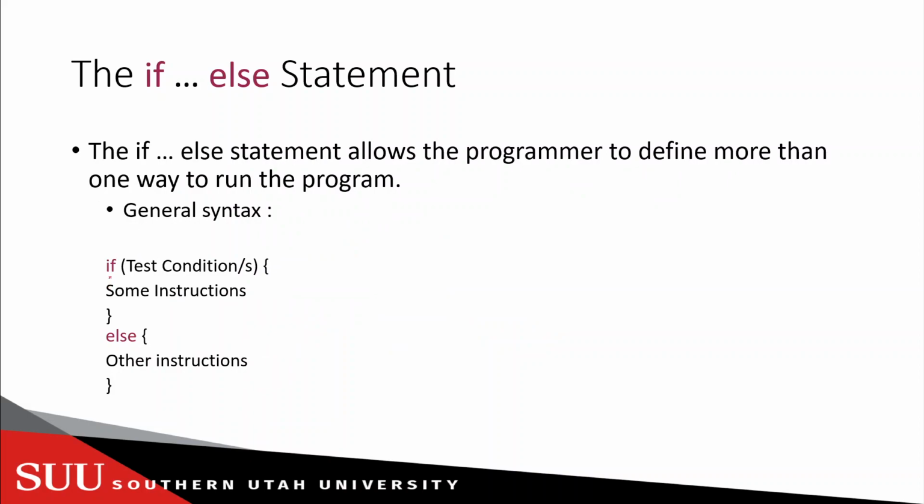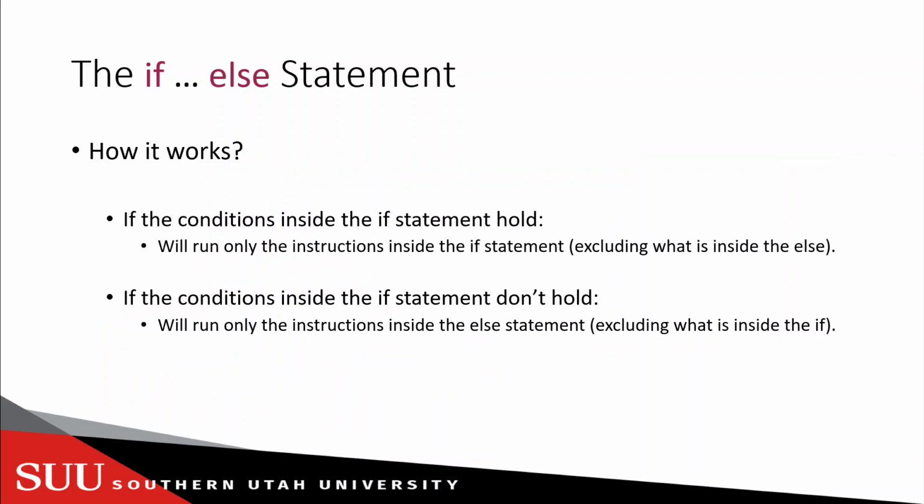I will go ahead and write my if statement as we used to, but then I will directly follow it with an else block, and then I will put my list of instructions in there. So how does this work? If the conditions inside the if statement hold, we will run only the instructions inside the if statement, excluding what's inside the else. If the conditions inside the if statement do not hold, we will only run the instructions that are inside the else statement, and we will exclude the if statement.